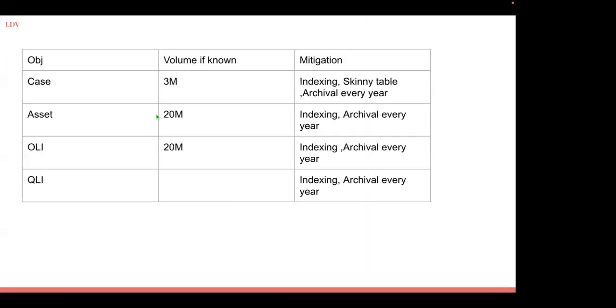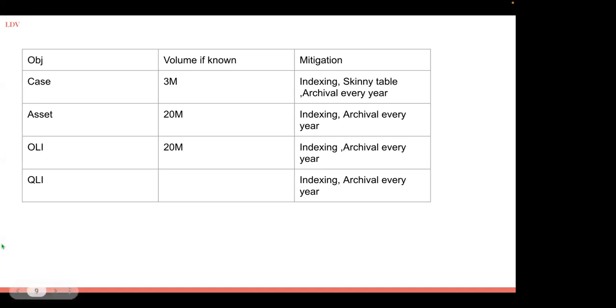Now let's talk about the large data volume. There is a risk to the system due to this large data volume, because objects with such huge data can impact the system's performance, including reporting, query performance, as well as list views. So I have a few mitigation plans for these objects. For case, I am going to leverage the standard indexing as well as custom indexing if needed, and we'll be using skinny tables as well for case, and we'll archive those case records every year.